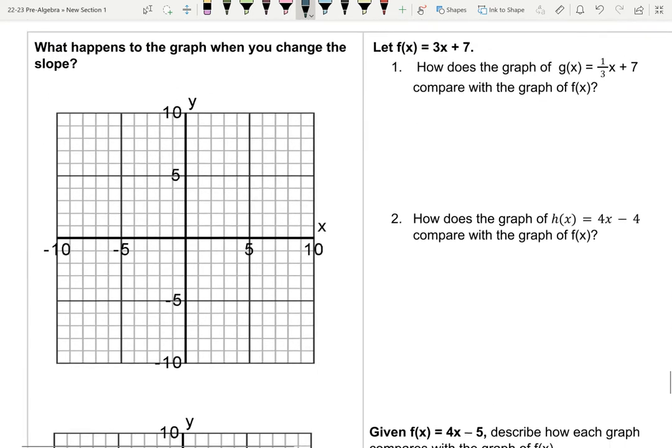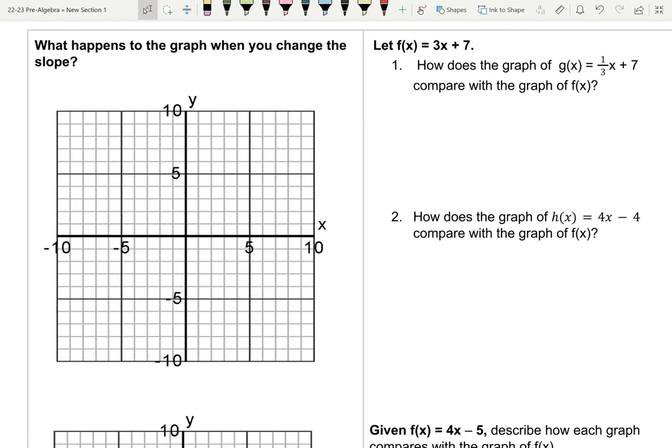Okay, next we're going to try changing the slope. So here, I'm going to start with graphing this base equation. I'm going to start up at 7 and do my slope of 3. I'm going to connect these. And when we start graphing multiple things on one graph, sometimes it's easy to label them to know the difference. So I'm going to go ahead and label this f of x. If you don't have different colors, that can be helpful.